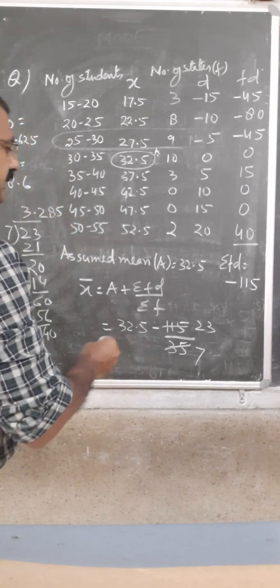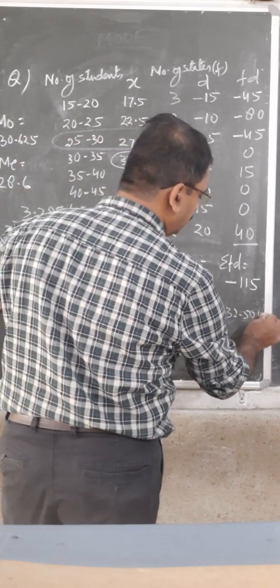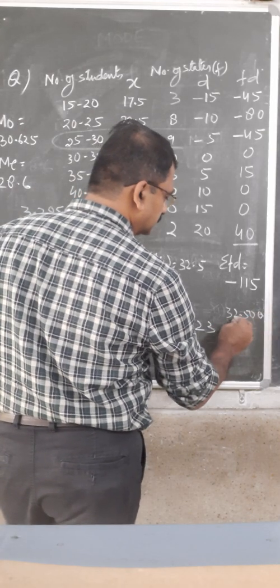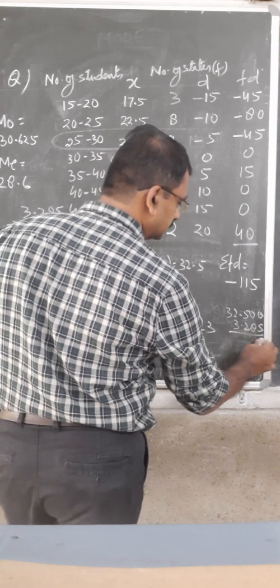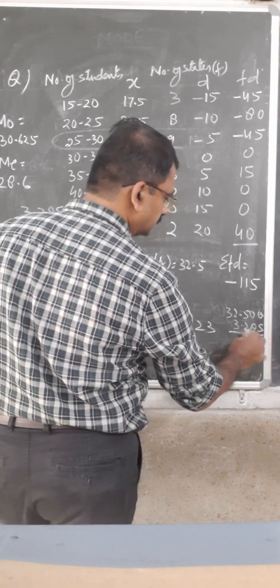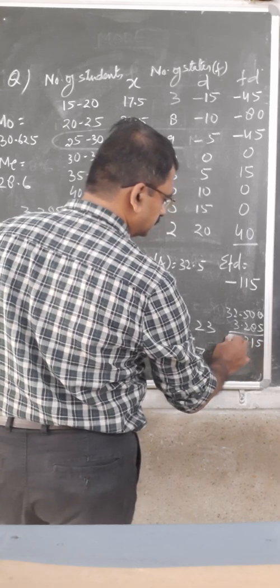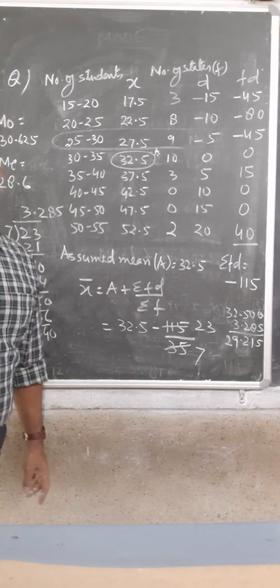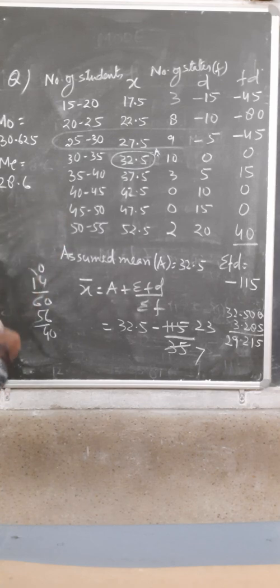Now when you divide 23 by 7, you get 3.285. So from 32.5 you subtract 3.285. So you see the mean is coming out to be 29.215. The mean is 29.215.